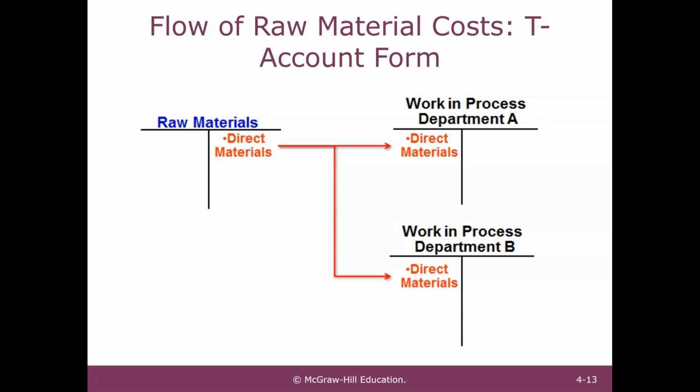Let's look at making crayons for a second. Department A might be where they add wax, melt it, and add the color. So direct materials are going to be added to Department A of wax and dye. Department B is where they're sent to cool, and then they wrap it in the paper. So the direct materials that are added into Department B would be the paper that's wrapped around the crayon. Each work in process department for each process can contain direct materials, direct labor, and overhead, but it doesn't have to. It depends on what the process is.